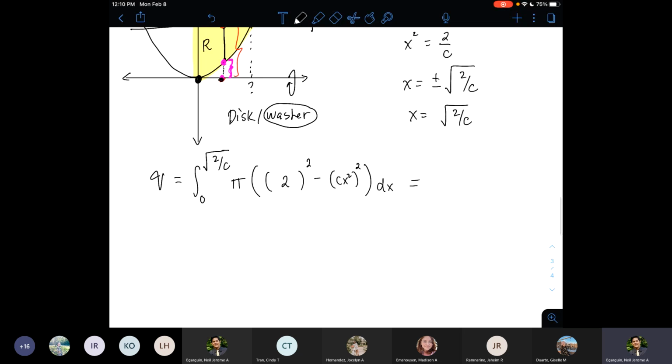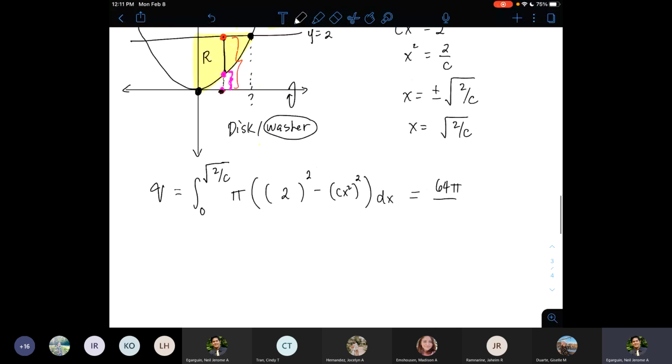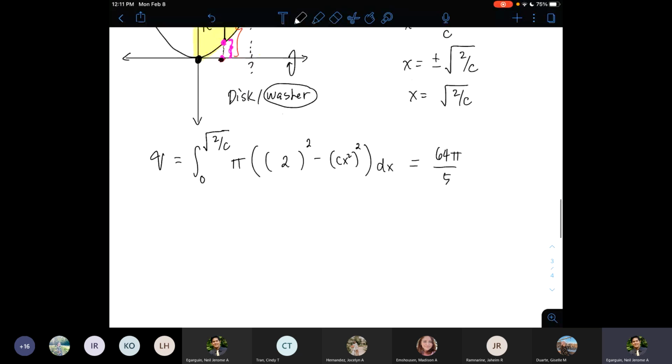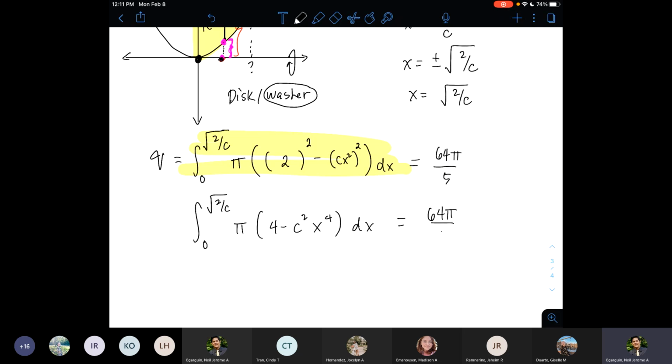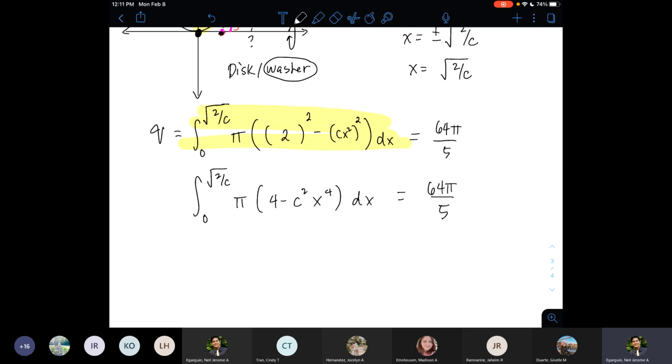But the problem tells us the volume would be 64 pi over 5. And our goal is to find the value of the constant c. All you need to do here is to evaluate this integral. If you do that, let's simplify a bit. This would be the integral of 4 minus c squared x to the 4th dx, equals 64 pi over 5. And I guess now it would be straightforward. All you need to do is step 1, find the antiderivative, and then plug in the upper bound and the lower bound, and then subtract them from each other.